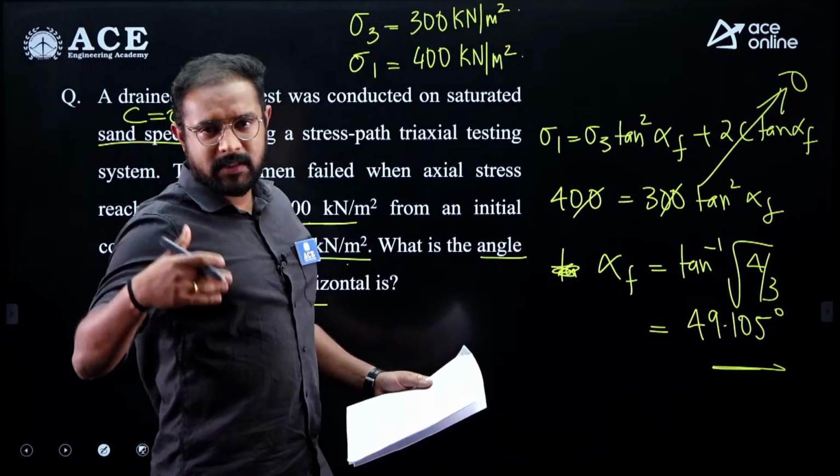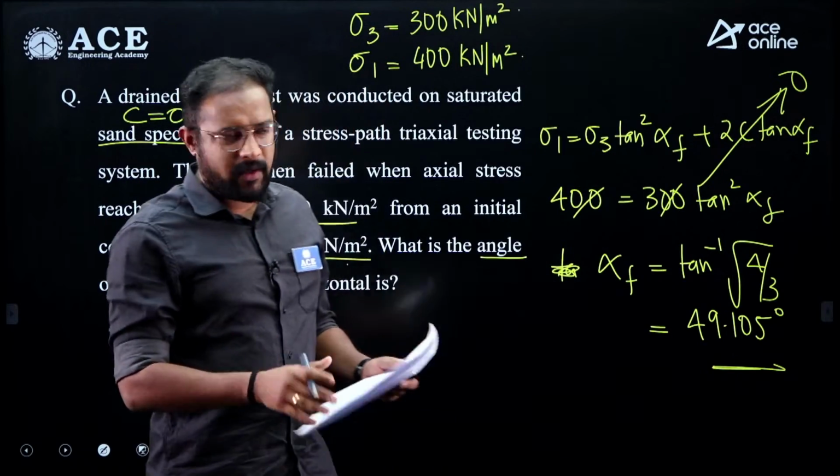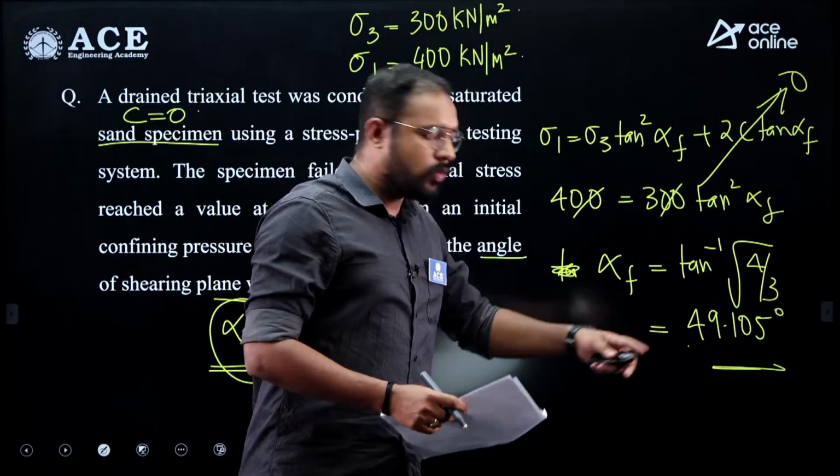1 plus sin phi by 1 minus sin phi into sigma 3 equal to sigma 1. No need for that lengthy calculation. This will be the easy calculation for us.